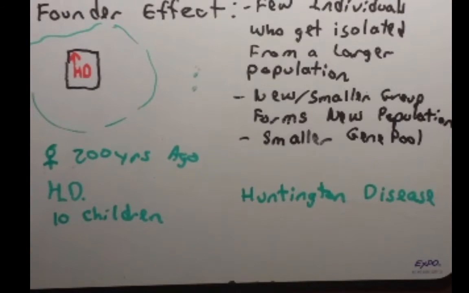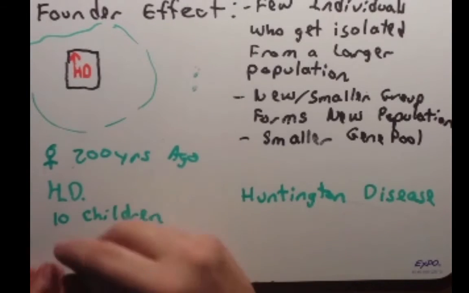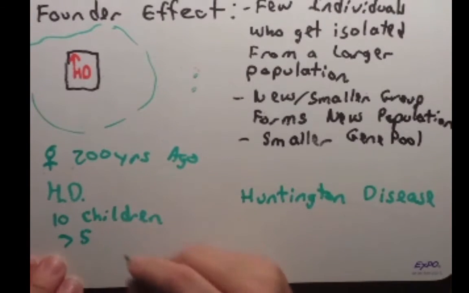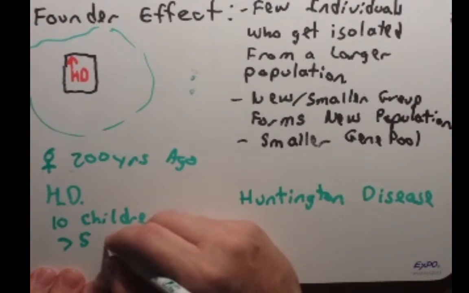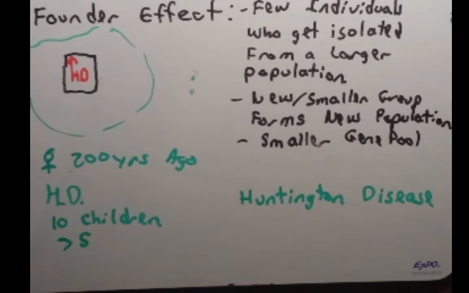I forget off the top of my head how many of these children had Huntington's disease, but as I recall, it was greater than 50% had it. It doesn't really matter how many had it. The fact of the matter is she had a bunch of children, and a high percentage of those children had Huntington's disease.